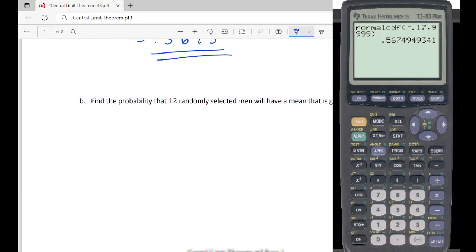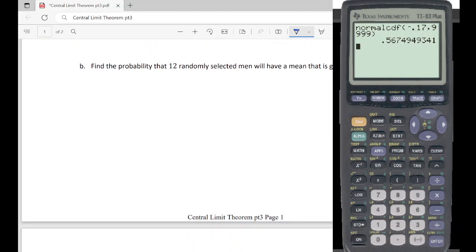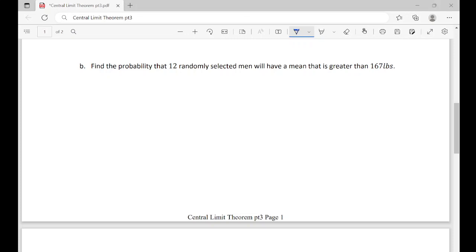Now what if we're trying to find a group of men? This time we're trying to find 12 of them. So let's look at the whole question. We're going to find the probability that 12 randomly selected men will have a mean weight that is greater than 167 pounds. So everything's the same from the previous question, except this time we have a group of 12 men. So we need to find our mean and standard deviation, which will not change.